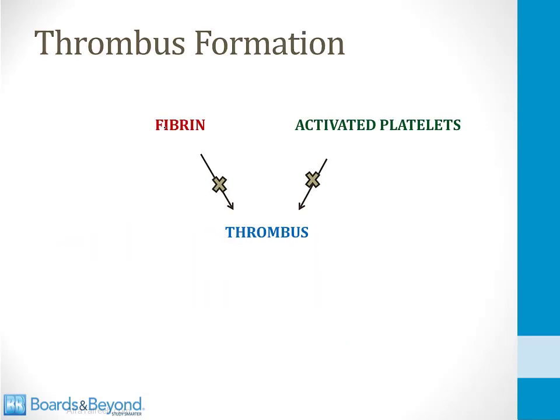Recall that the two ingredients for a blood clot or a thrombus are activated platelets and fibrin, which comes from the coagulation cascade. And there are many diseases where thrombus forms and is harmful to the patient, and in these disorders we try to block the formation of thrombus, and we can do that by either blocking the formation of fibrin or blocking the function of activated platelets.